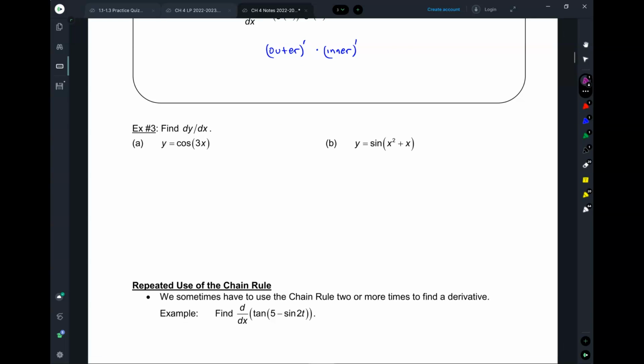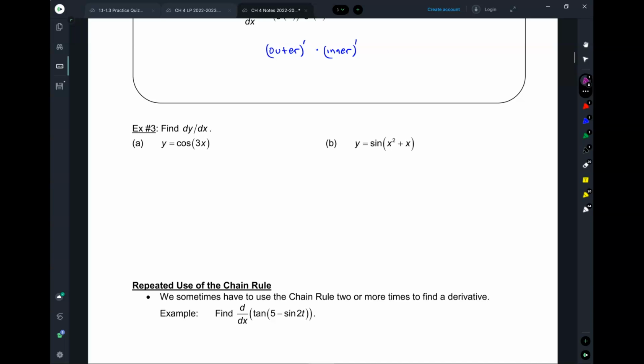The first thing you have to do, right? You look at this problem and you're like, okay, cosine 3x. How do you even know to use the chain rule? Because the default function for the cosine would just have been cosine of x. Now you don't have cosine of x. You have cosine of something else, 3x. That's what tells you to use the chain rule. And notice this is not a product rule because it's not cosine times 3x, it's cosine of 3x.